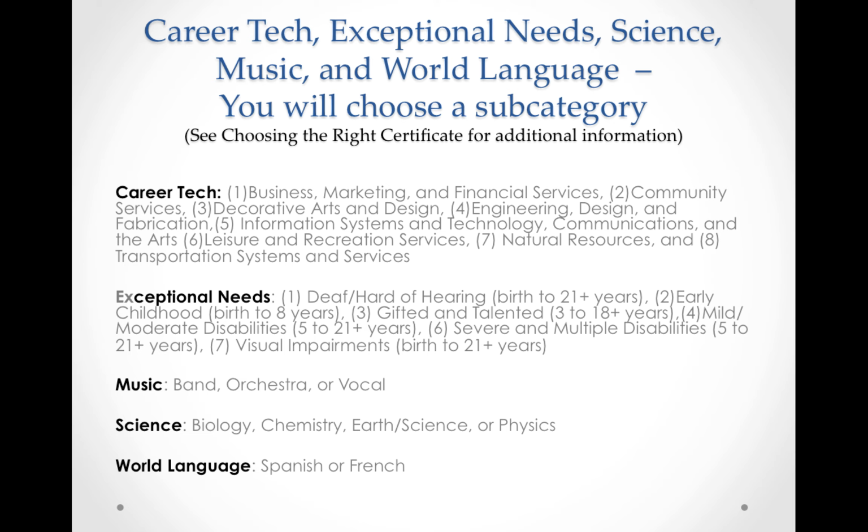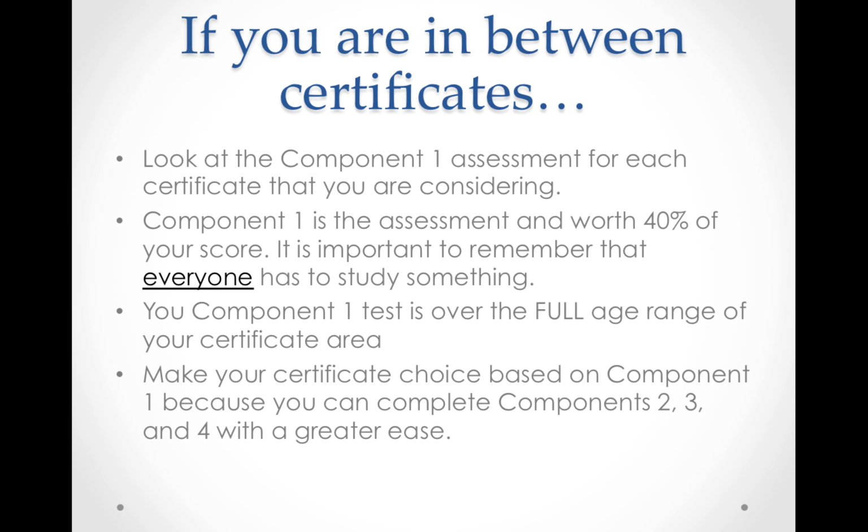Your test is only on your specific area anytime you choose one of these subcategories. Music, I think I left you out a while ago. You have the choice between band, orchestra, or vocal. You will choose one of those paths once you register. Science, you will choose a category: biology, chemistry, earth science, or physics. In world languages, the only world language certificates available are for French and Spanish. So again, it's based upon what you teach, not what your certificate area is.